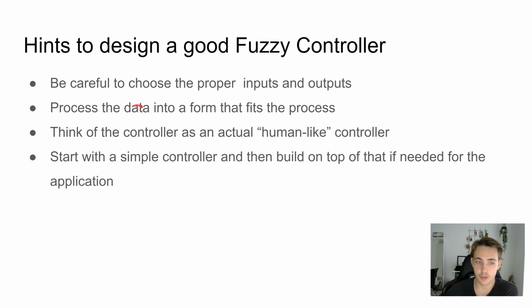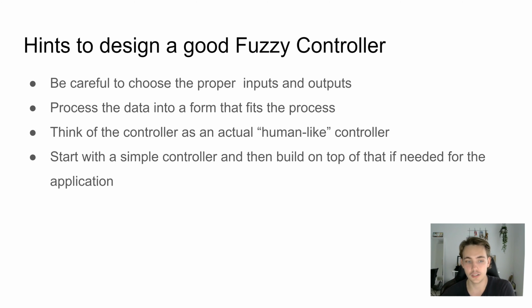And then we also need to process the data into a form that fits the process. And we also need to think of a controller as an actual human-like controller, because with fuzzy logic we set up our rule base, as we talked about with the expert who can set up a rule base, and then we can implement that controller because it's really human-like. Like the rule base we set out: if the obstacle is close on the left, then go fast right, or if the obstacle is farther away on the left side, we go slow to the right.